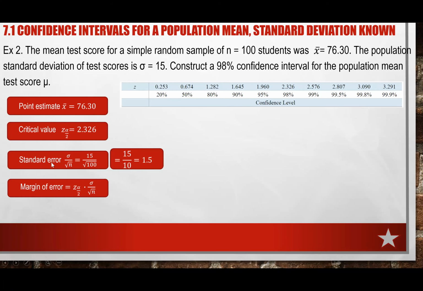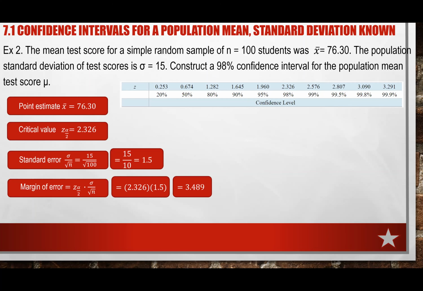And to find the margin of error, they tell me to take the critical value and multiply it by the standard error. That's my margin of error. If I take this critical value, which is 2.326, multiply by 1.5, I have 3.489. So that is my margin of error. That's how big my margin is.